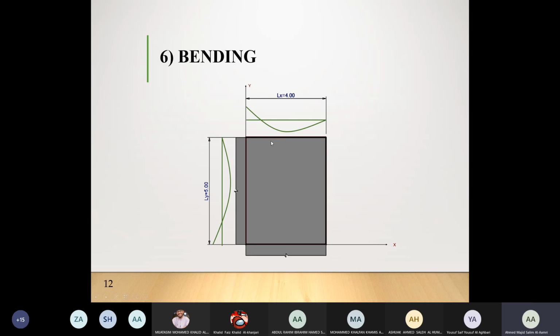Here, if we take here, it's discontinuous, so there is nothing. That's why this is 0. And then here, you can see it's continuous. That's why we have a bending moment. Okay, so this is a typical bending moment diagram that we learned how to do.